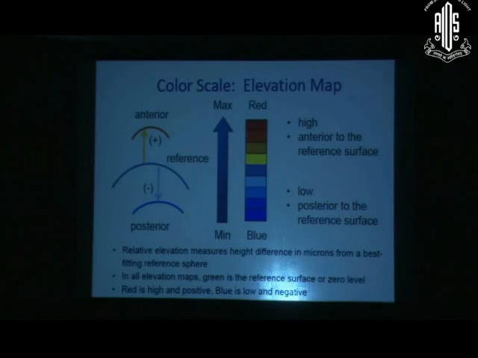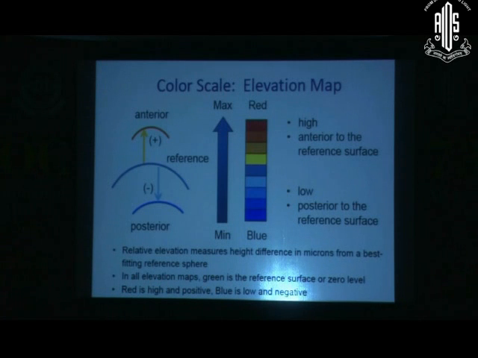We'll go to the next slide and think about this in more detail. So when we put a reference surface, we find that something which is anterior is given a plus point, and something which goes below the reference sphere is given the minus point. So it is positive for red, and blue is given as negative.